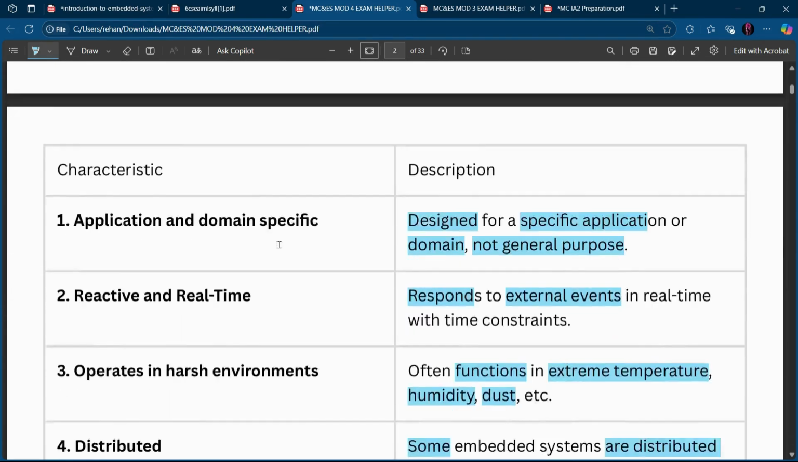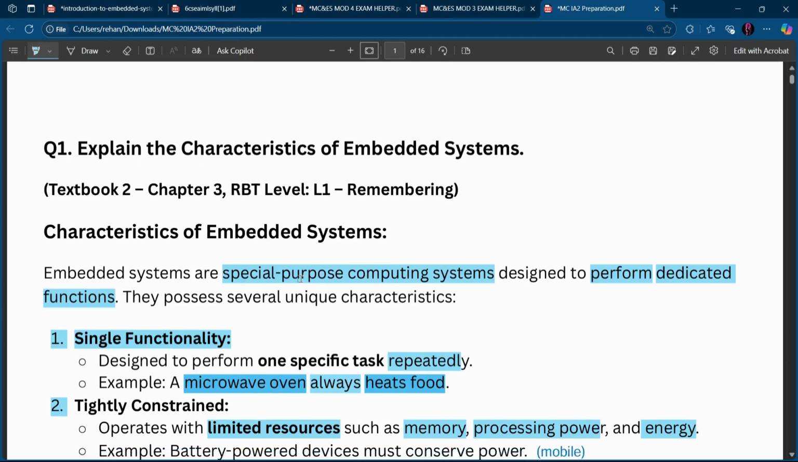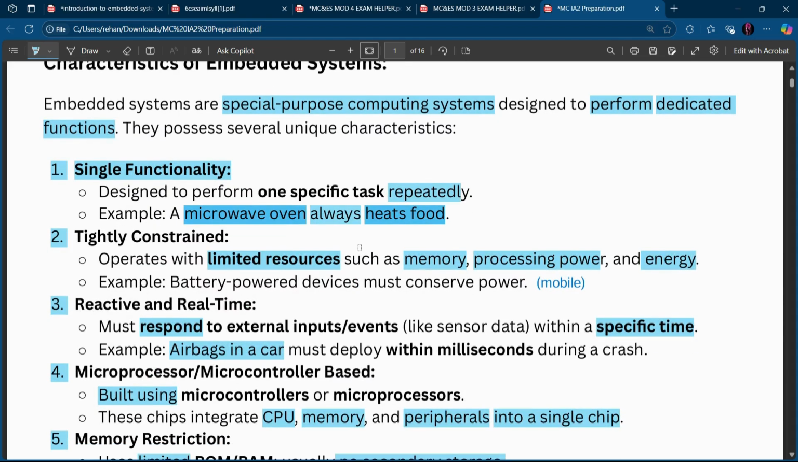So here they speak about application and domain specific. If you have to understand the description in short, they are designed for a specific application or domain, and they are not general purpose. If you want to understand in more detail, single functionality means one specific task repeated, like a microwave always heats food, an air conditioner always gives cooling.